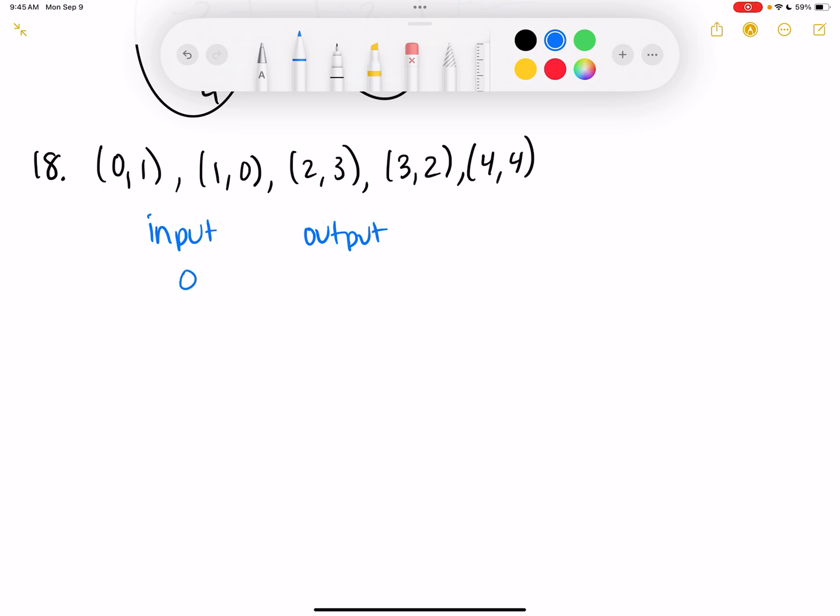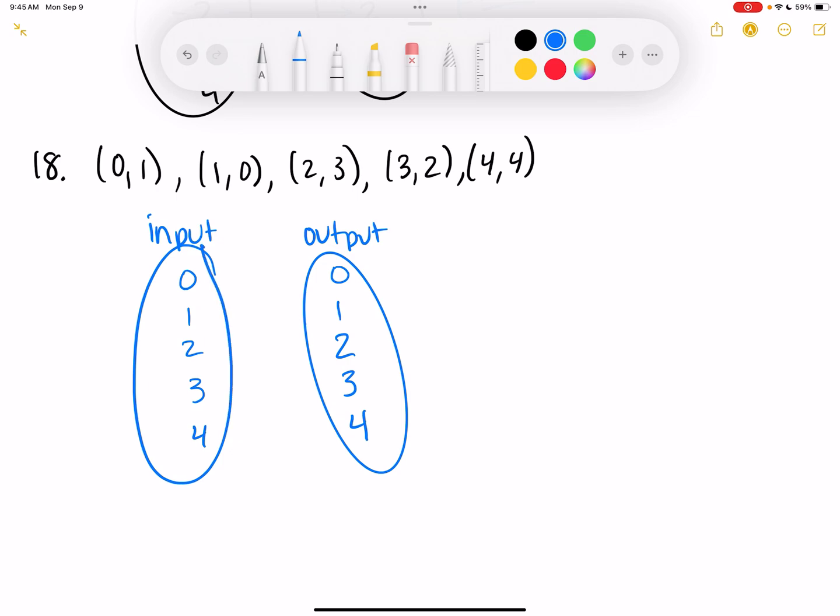So input is 0, 1, 2, 3, 4. Output is the same thing, 0, 1, 2, 3, and 4. It's just going to be crooked. Just bear with it. All right. 0 goes to 1. 1 goes to 0. 2 goes to 3. 3 goes to 2. And 4 goes to 4. So is this a function or not? Yes.